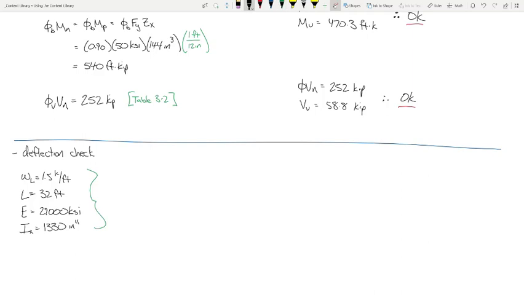How do we compute the live load deflection according to Table 3-23? I believe it is 5wL to the fourth over 384EI. Yes.